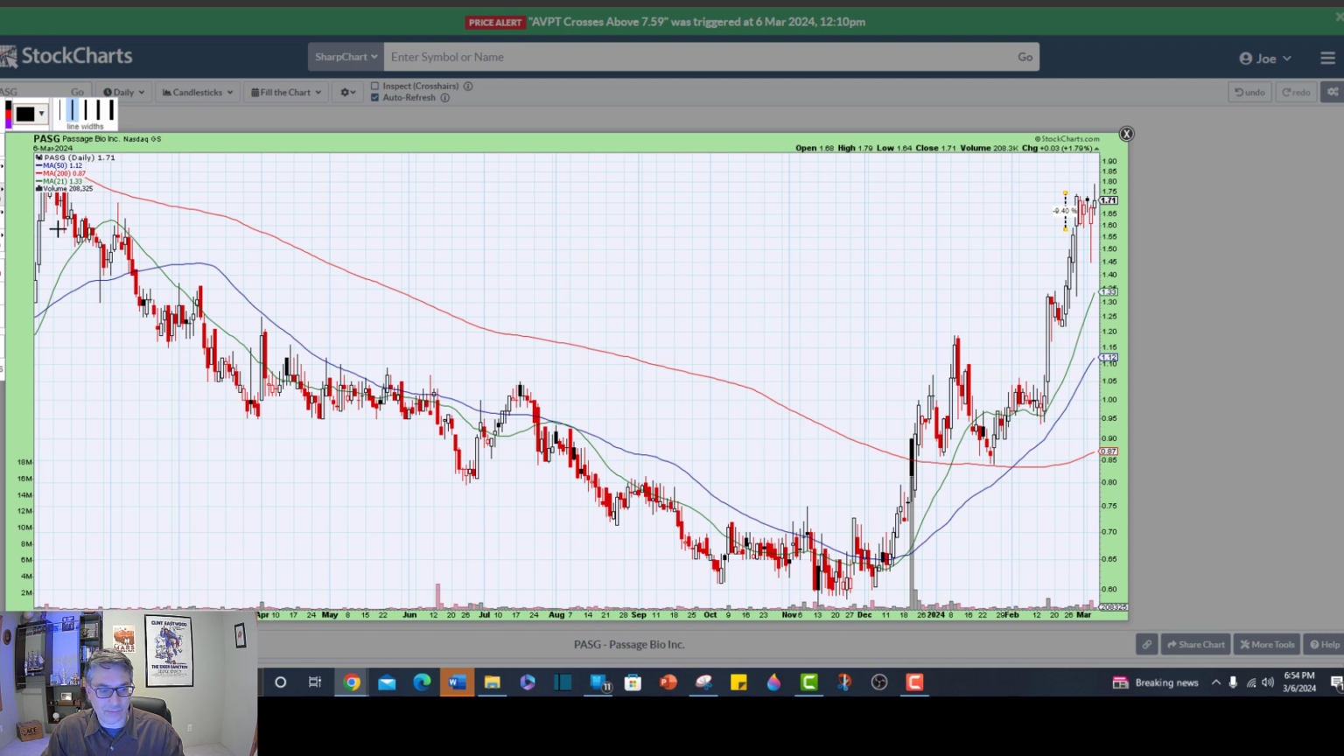I don't really see a spot where I would have bought this one. I mean, you got a little teeny flag here. In hindsight, obviously you could buy it right there. But this is one to keep an eye on.